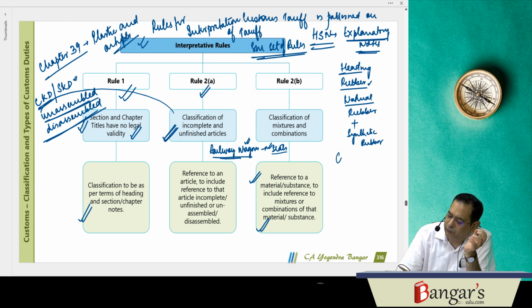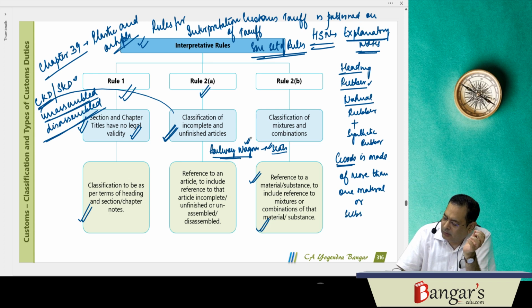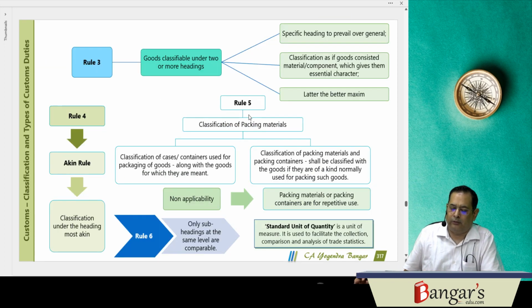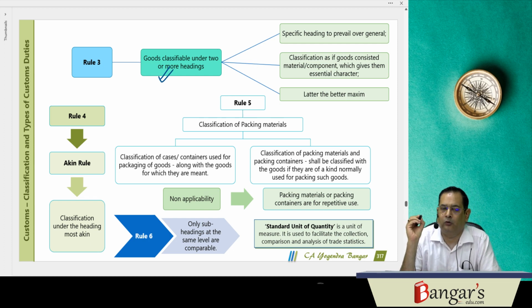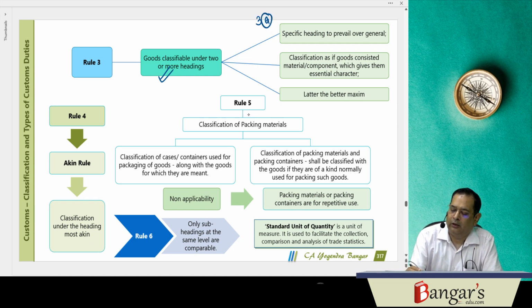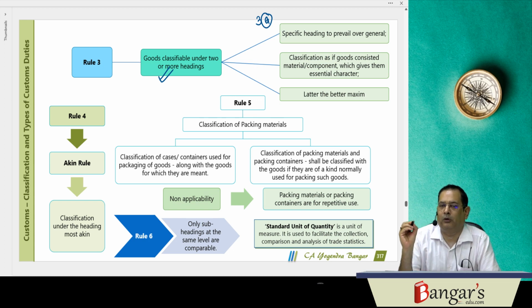But in case goods fall under more than one heading, goods made of more than one material or substance, in that particular case, the classification will be done as per rule 3. So for classification of goods consisting of more than one material or substance, falling under two or more headings, as per rule 3a, the specific tariff entry will prevail over the general tariff entry.